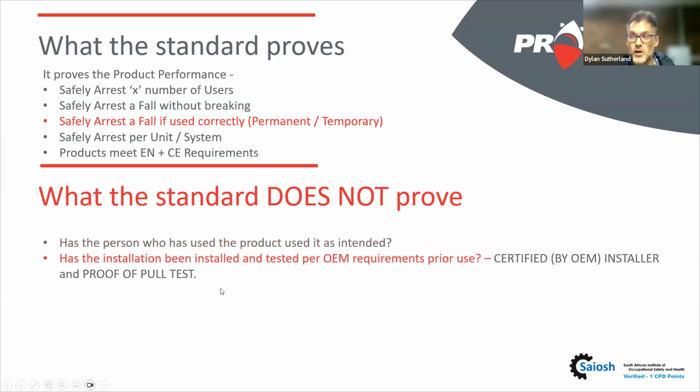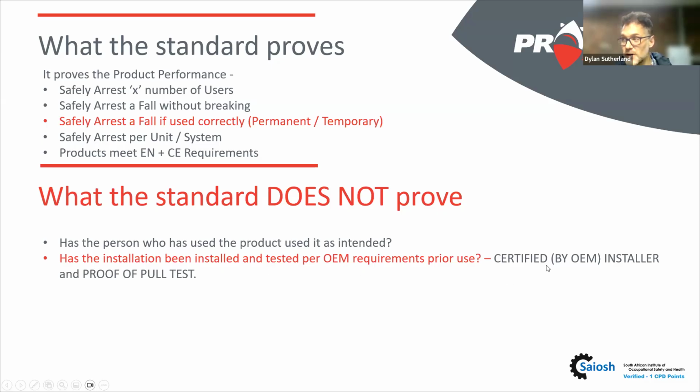The next thing that the standard can't account for is, has the installation been installed and tested per the OEM requirements prior to use? In this instance, the product carrying the EN 795 will have been tested and certified, so EN 795 plus the CE compliance according to the standard by the OEM. When they sell that product, it comes with that. Now, the next step is, has it been installed and has it been tested as the OEM requires?